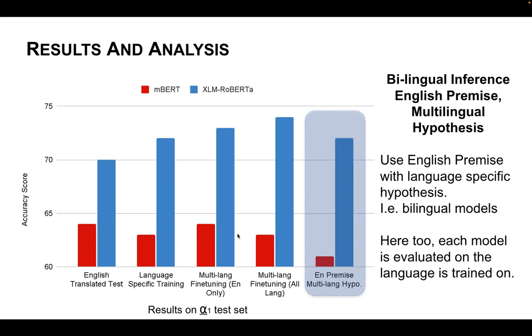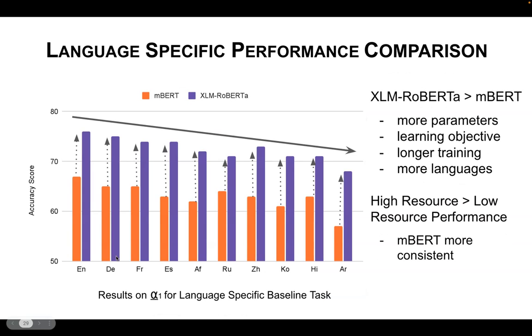We also checked this and we found that this task is really challenging. Although the performance drastically dropped, it was still better than the language specific training. It was around equal to language specific training, but MBERT started performing really badly. So this is something which can be explored in future in a separate work. We do all this on alpha 1, and this is the average score. For individual model scores and all, I encourage you to visit the paper.